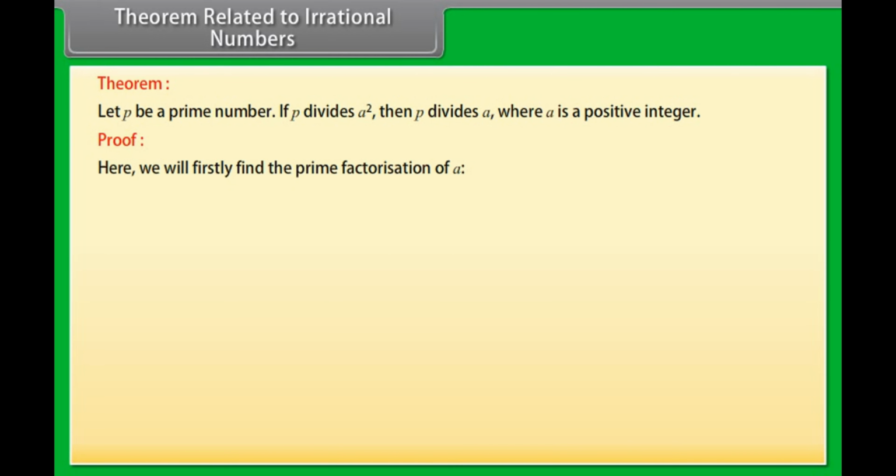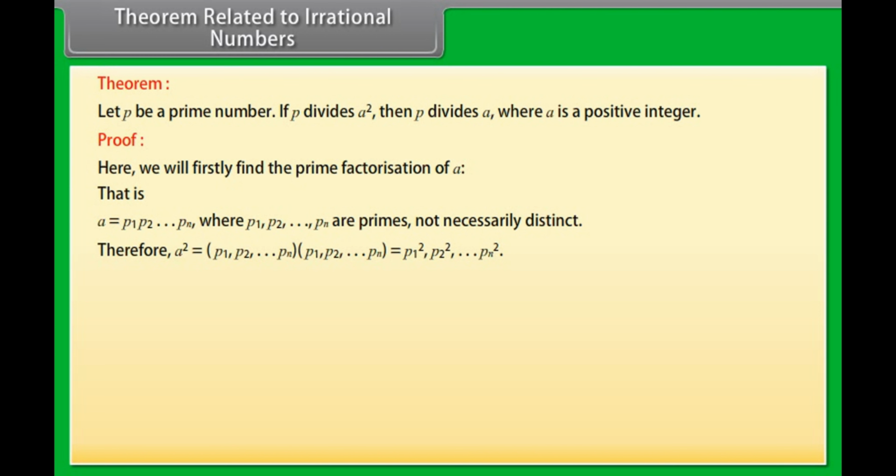Proof. Here we will firstly find the prime factorization of a. That is, a is equal to p1, p2, and so on till pn, where p1, p2, and so on till pn are primes, not necessarily distinct. Therefore, a square is equal to p1, p2, and so on till pn times p1, p2, and so on till pn, which is equal to p1 square, p2 square, and so on till pn square.